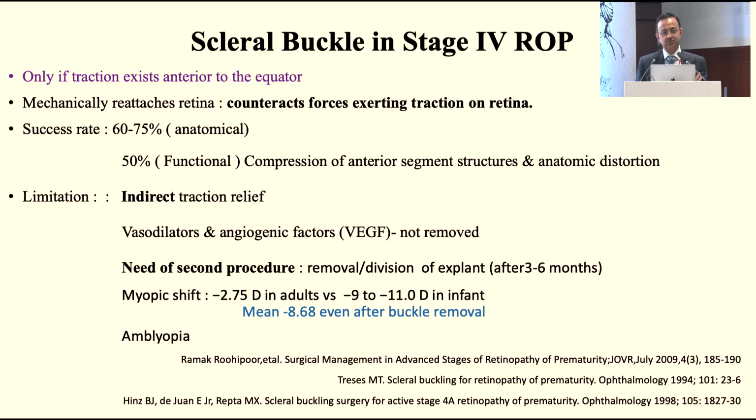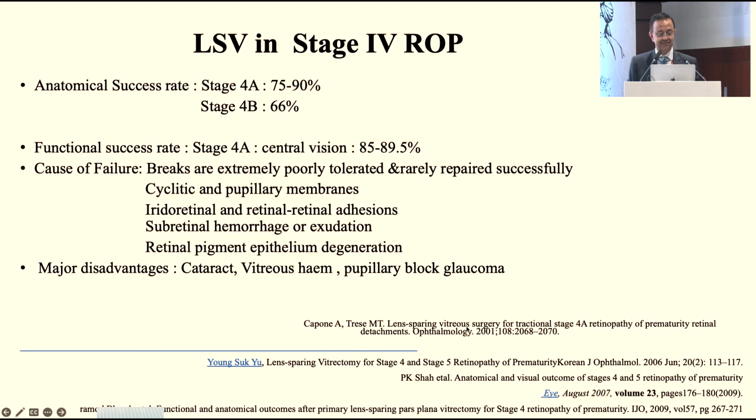Scleral buckling was an option when the fibrous proliferation is predominantly anterior, but only if the traction exists anterior to the equator. But remember, this is an indirect way of relieving the traction. And that's the reason why it has only an anatomical success rate of 60 to 75% versus 50% functional success rate. Importantly, there is a myopic shift averaging -9 diopter, in spite of buckle removal, which needs a second procedure after about 5 to 6 months.